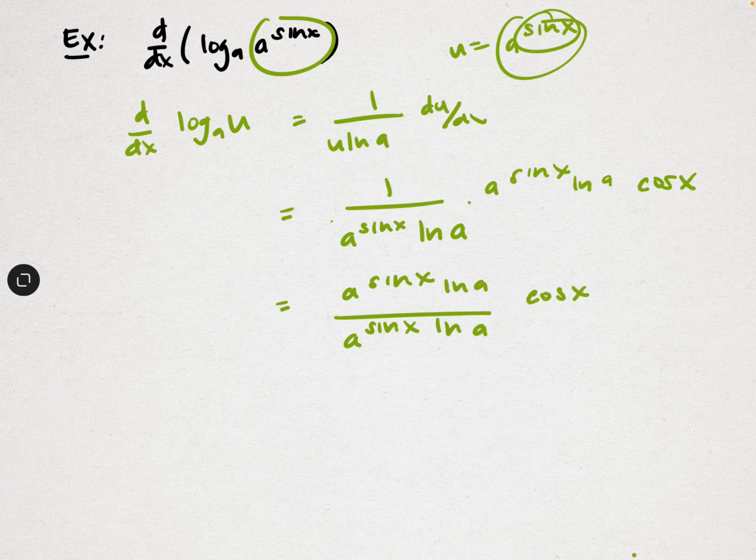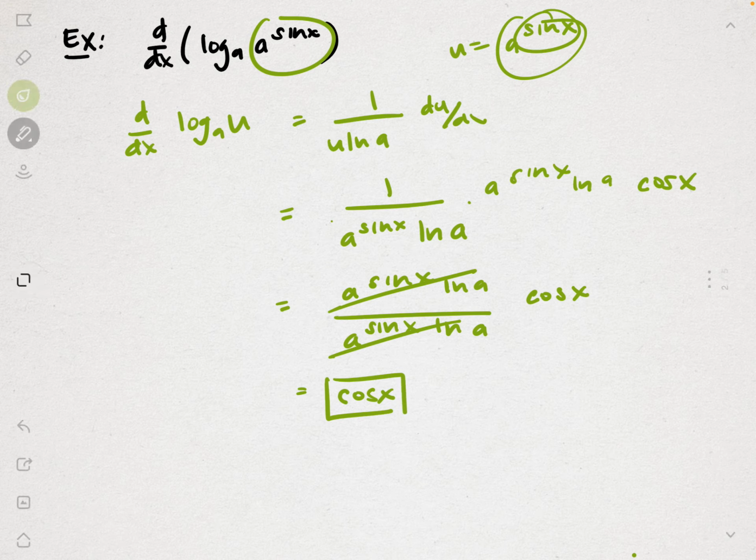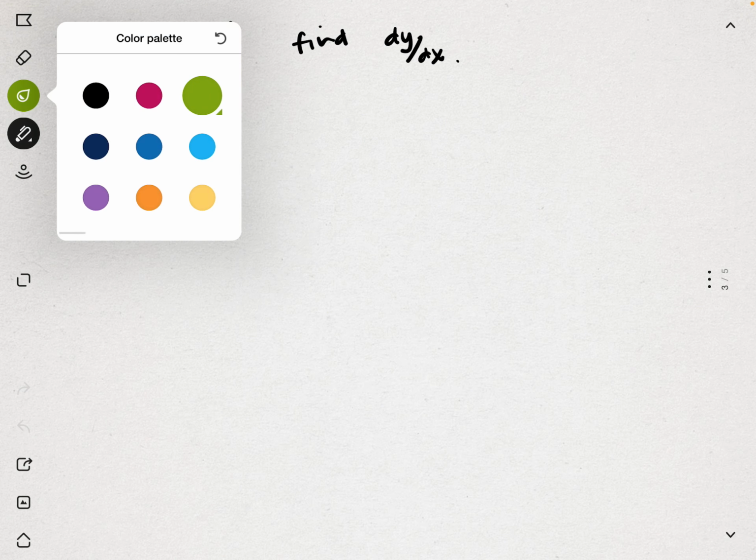So the top and bottom are exactly the same, so we can cancel out, and this whole thing is just going to be cosine x. So this is actually a 3 chain. We had the first chain where our u was a to the sine x. Then once we got to the second part, we derived a to the sine x, but then we had this second inside function, so that would be the second chain in our derivative. And luckily we were able to cancel a bunch of stuff out and it came out pretty nicely as just cosine x. Okay, on to the next one.